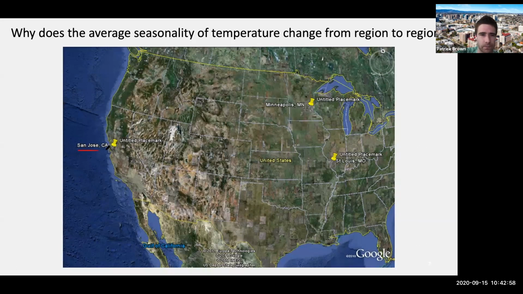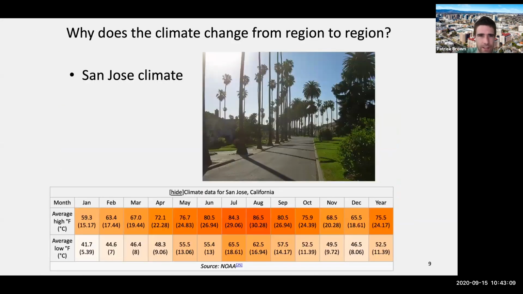So if we look at the climate of San Jose versus the climate of St. Louis, Missouri versus the climate of Minneapolis, Minnesota, we can pick out some interesting variations. So first, San Jose climate. This is the daily average high temperature in degrees Fahrenheit and the daily average low temperature in degrees Fahrenheit at the top for each month of the year.